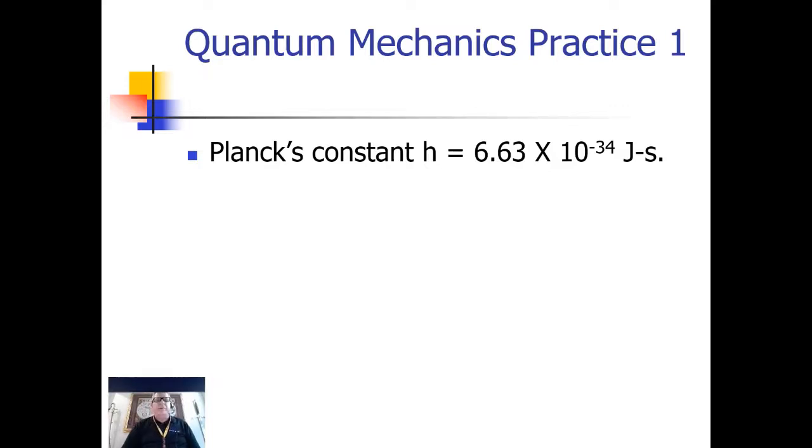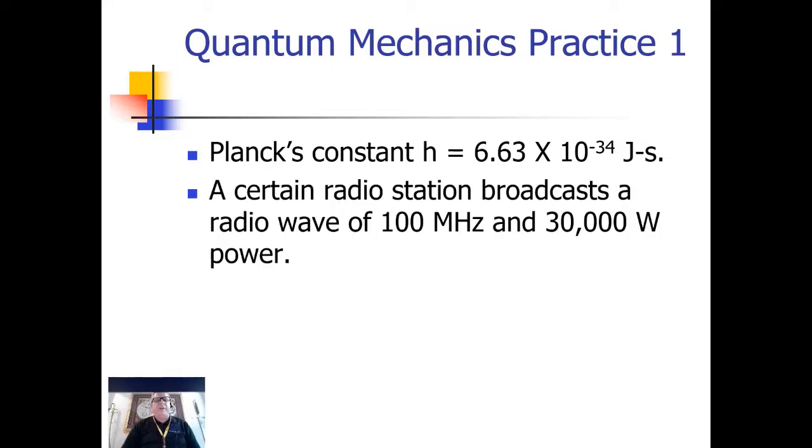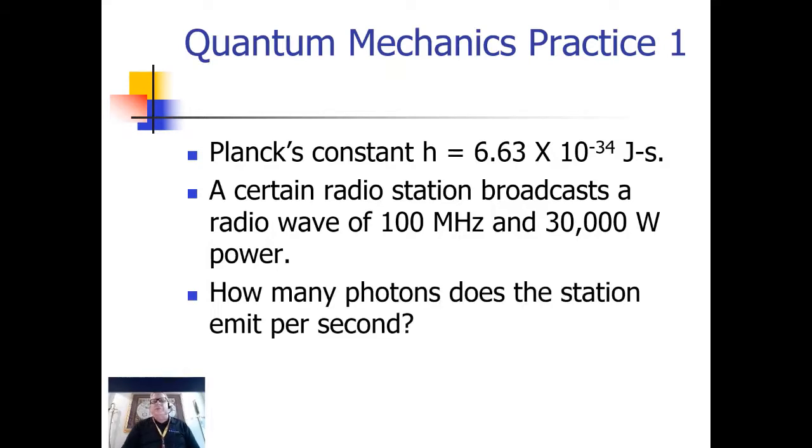So let's see if we can use this constant to figure something out. Let's say we have a certain radio station broadcasting a radio wave of 100 megahertz, and it puts out 30,000 watts of power. That is to say, 30,000 joules per second are leaving this radio station. Convert that joules per second and that 100 megahertz into how many photons the station emits per second. Go ahead and pause the video while you work on this, and then once you get your answer, start the video up again to see if your answer is correct.